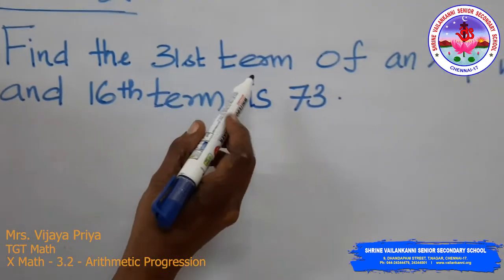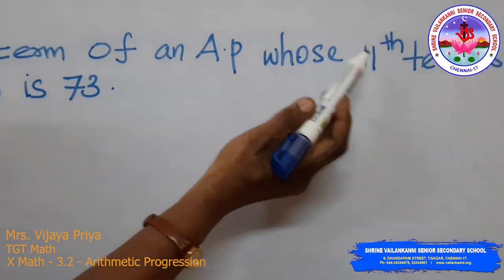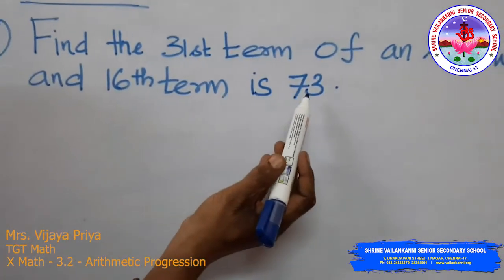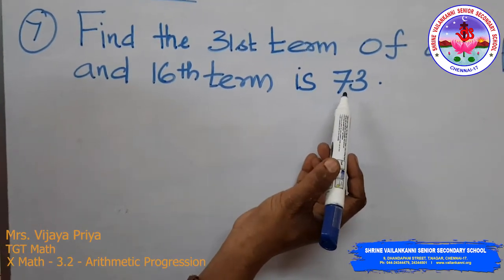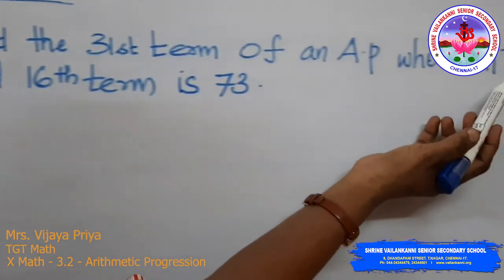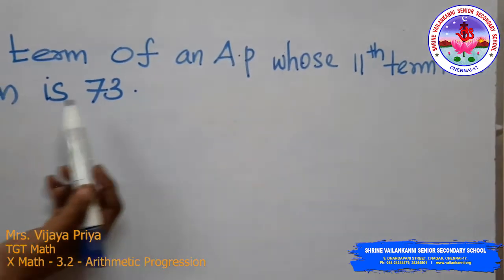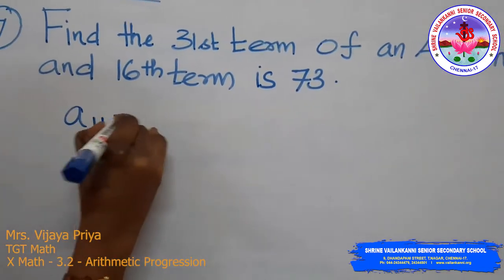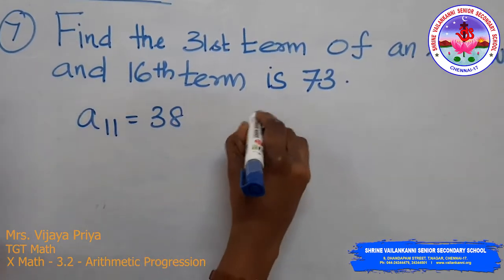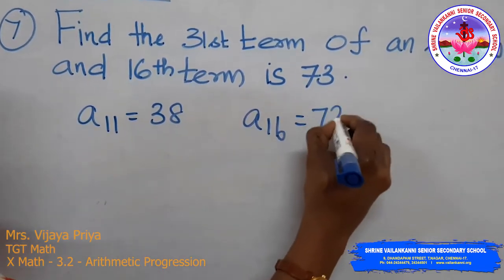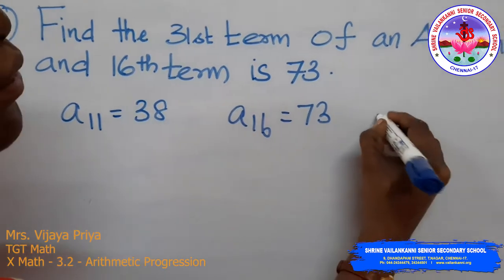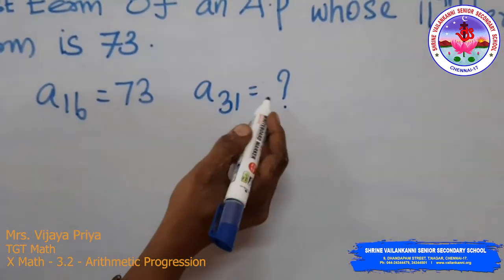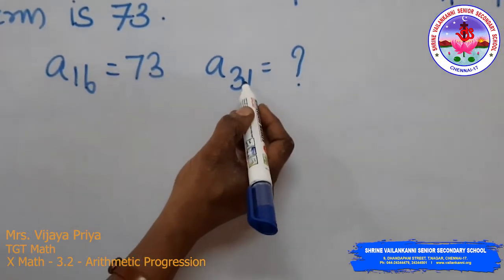Find the 31st term of an AP whose 11th term is 38 and 16th term is 73. So he has given the 11th term, A11, as 38 and the 16th term, A16, as 73. So let us write A11 is equal to 38 and A16 is equal to 73. He needs to find the 31st term, that is A31. What will be the number present in the 31st position?